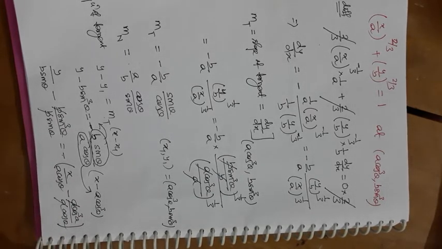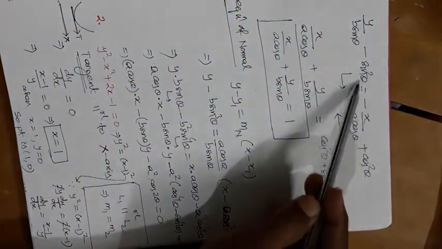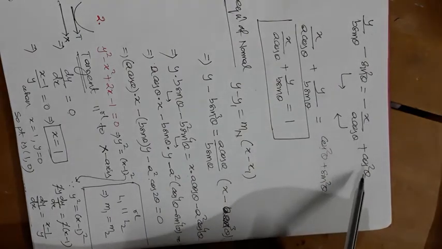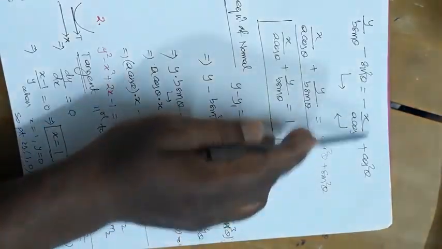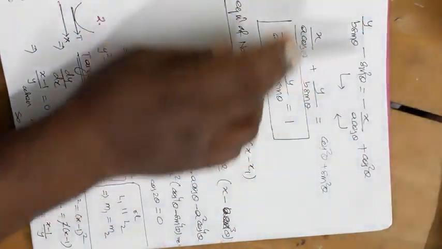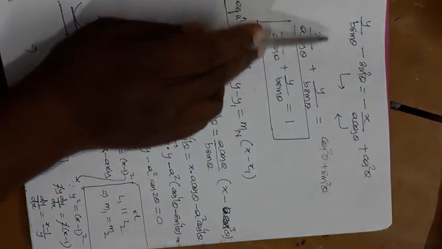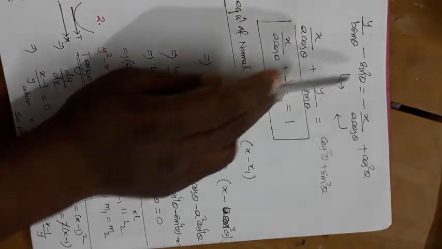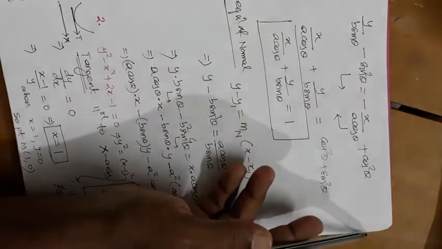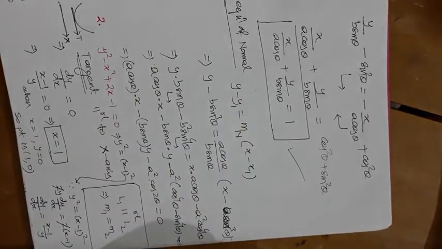What will happen next? Look here. It becomes y/(b sin θ) − 1 = −x/(a cos θ) + 1. Taking this part to the left side, it becomes x/(a cos θ) + y/(b sin θ) = cos²θ + sin²θ, which is equal to 1. This is the equation of the tangent.